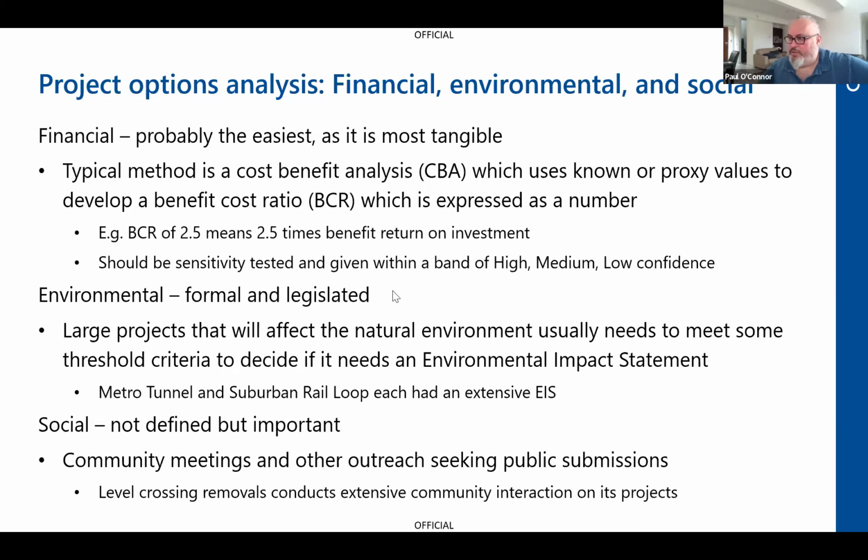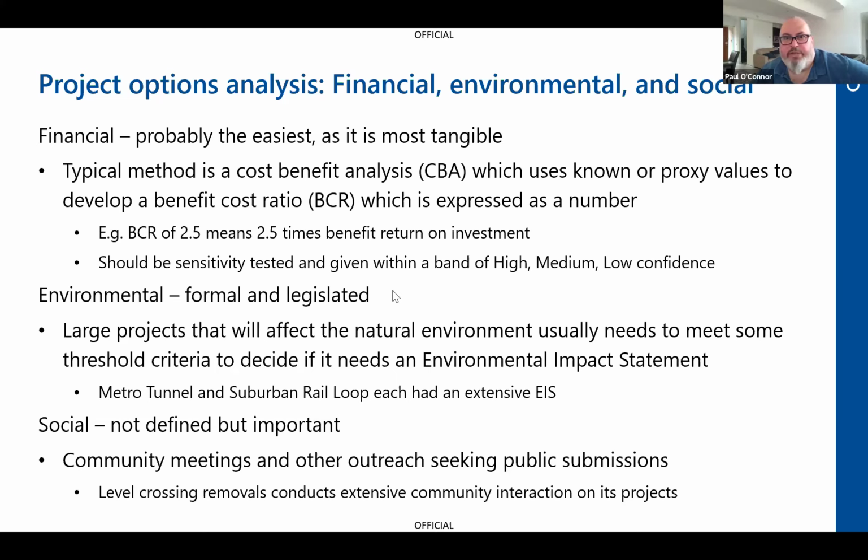Now, social is really interesting because it's not specifically required. There are some considerations of social issues in the environmental impact statement. They usually consider Aboriginal heritage and other heritage issues, which are partly social. But the whole question about social comes down to how we appraise this. Is this about seeking community views, or is it about demonstrating we've understood the impacts on the community? There's a bit of a separation of those two.